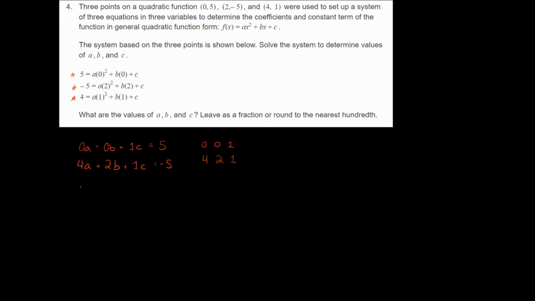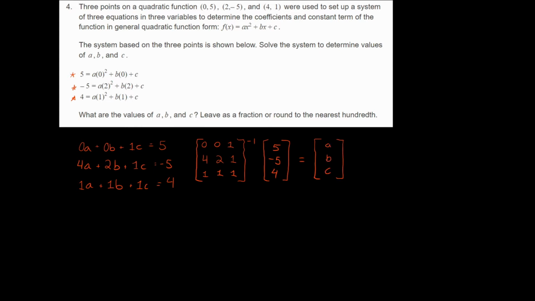1 times a is 1a. 1 times b is 1b, and c is 1c, so just a bunch of 1's equals 4. So the last row of the matrix would be 1, 1, 1. Here would be my first matrix. Don't forget to invert it when you're typing it in. The second matrix consists of the constant terms of those equations, so 5, -5, and 4. And when you plug that in, you will get the answer in terms of A, B, and C.